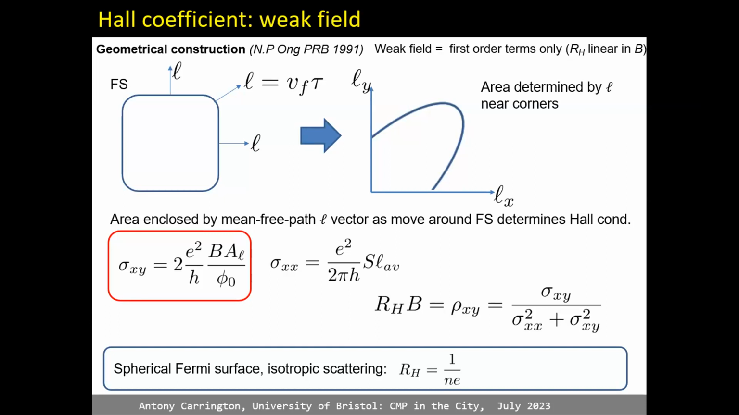So in general, it's quite a complicated thing. But if you have a spherical Fermi surface and isotropic scattering, then you get back to the very simple relation that RH is 1 over ne. However, if you've got strong anisotropy in l, then this is no longer true. So in general, interpreting the Hall coefficient as a carrier density is a complicated thing.